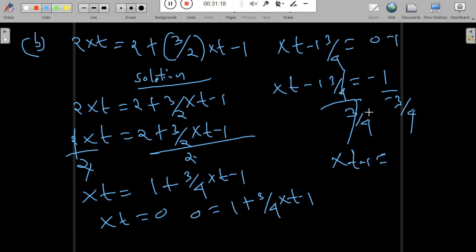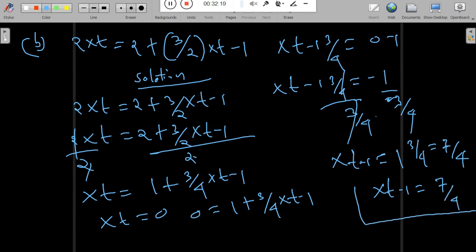So negative 1 divided by negative 3 over 4, the answer will be equal to 4 over 3. That will be equal to 7 over 4, as you can observe. So that is equal to the x-axis value.